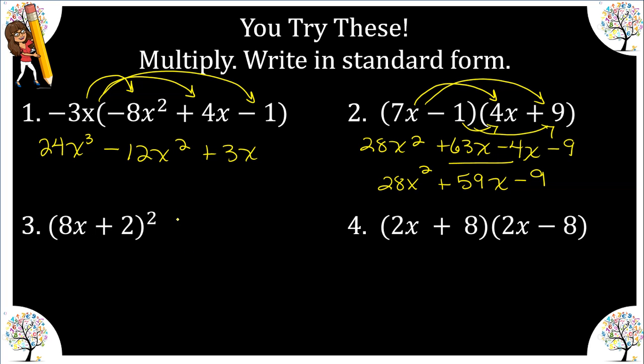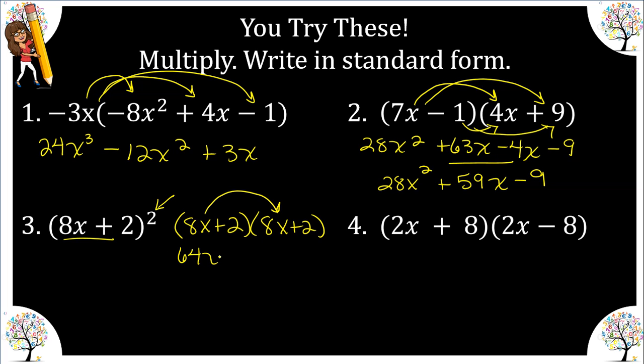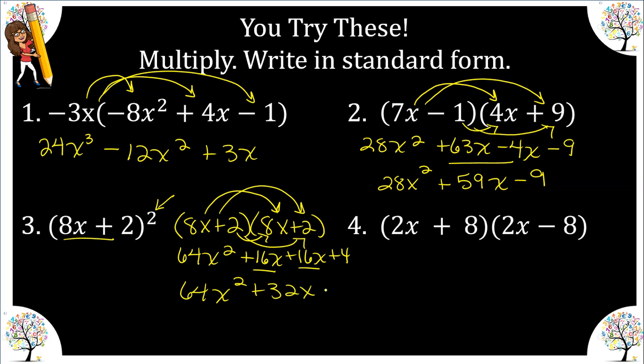In number 3, be careful. Don't think that this is 64x squared plus 4. We have an exponent of 2, and our base is 8x plus 2. So we must write out 8x plus 2 times 8x plus 2. And now we'll distribute. We're going to distribute the 8x first. And now we'll distribute the 2. And now we will combine the two middle terms. And we have a quadratic trinomial.